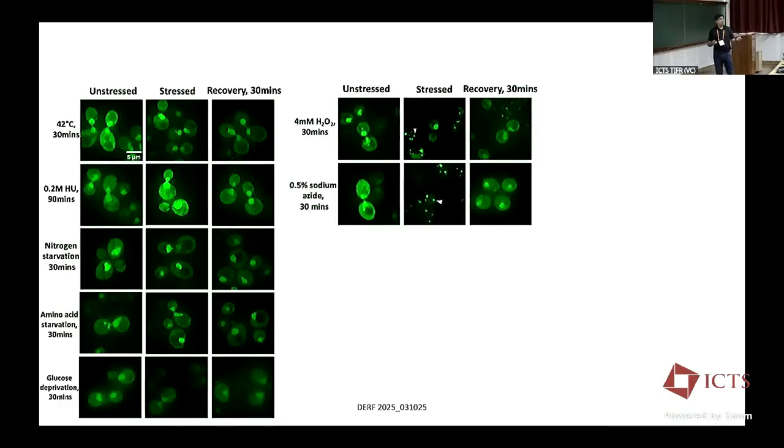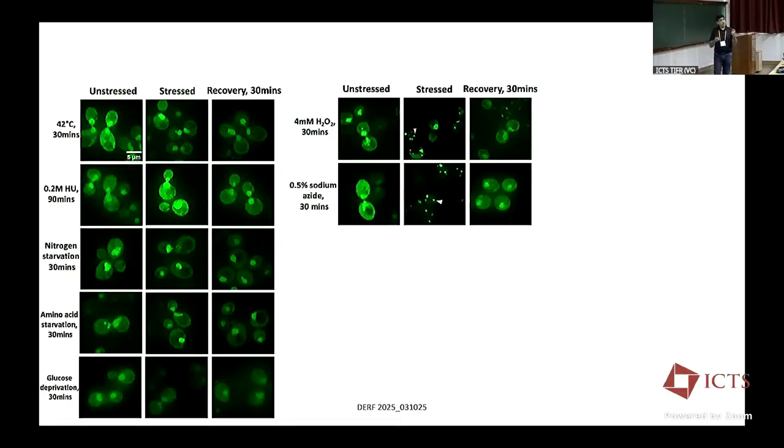Another oxidative stress, to confirm that this was not just one weird stress, she looked at sodium azide, 0.5%. And again, a similar thing, there is delocalization from the nucleus. Here, you pretty much don't see any nuclear localization, only cytoplasmic localization in the form of puncta. Again, it's reversible. You take away the stress, and the protein returns to the way it was in the unstressed condition.